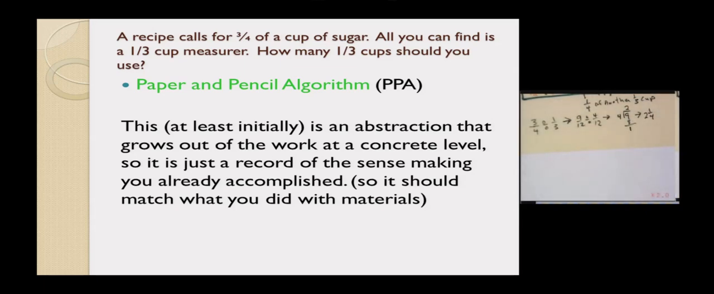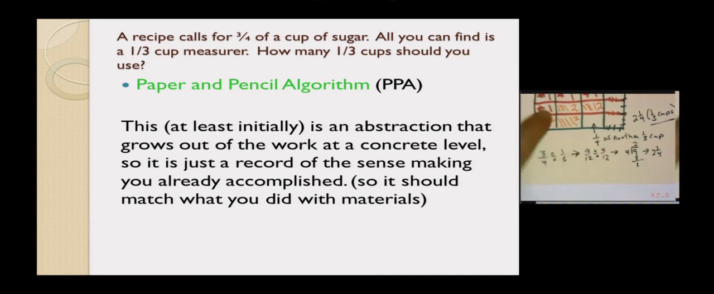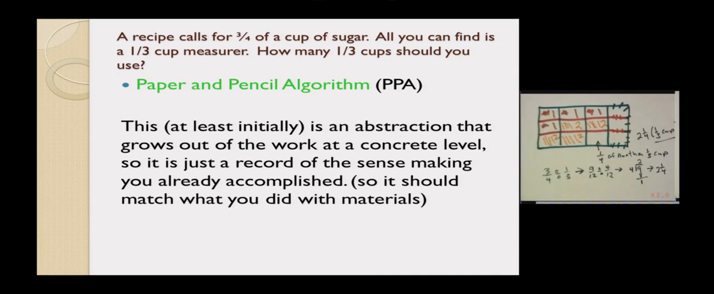And I'll just point out that that paper and pencil algorithm is not the one that you learned. This algorithm here is not an invert and multiply, which is what you normally do. But there was no inverting and multiplying happening at the concrete level. There's nothing turned upside down in this area model. It didn't happen in the Cuisenaire-Rod model. So that algorithm that you're familiar with is probably not one that would be naturally developed if you start developing what division of fractions means at a concrete level.